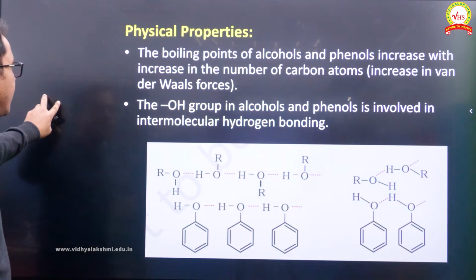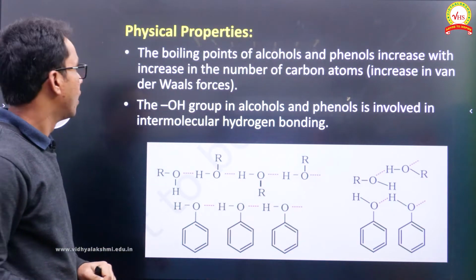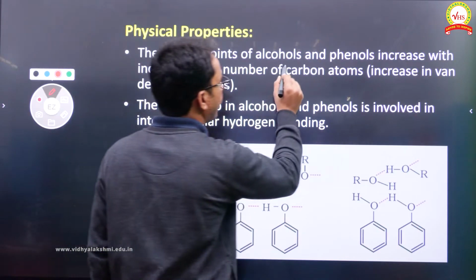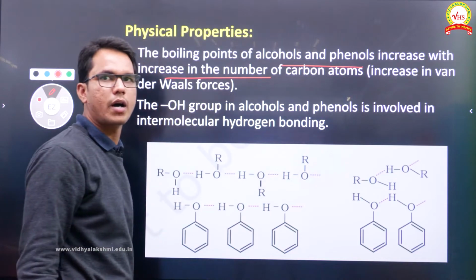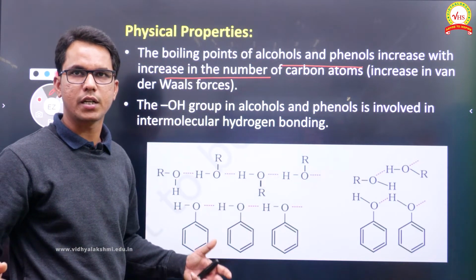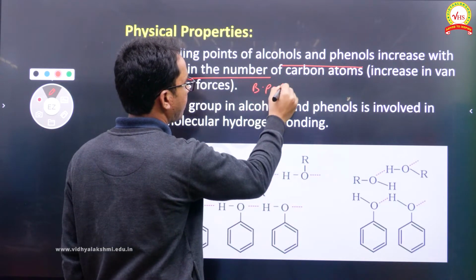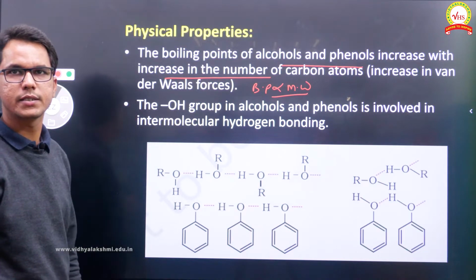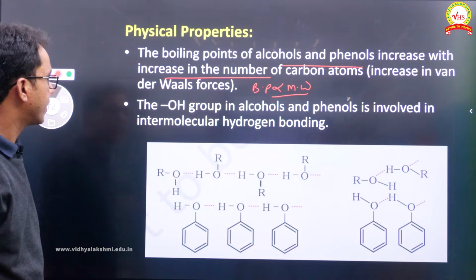Okay, like we have seen preparation methods of alcohols and phenols, let us now see the physical properties. Generally the boiling points of alcohols and phenols increase with an increase in the number of carbons. As the number of carbons increases, Van der Waals forces also increase. Or you just remember that boiling points are directly proportional to molecular weight. As the molecular weight of a compound increases, boiling point also increases. Now let us take the second one here.